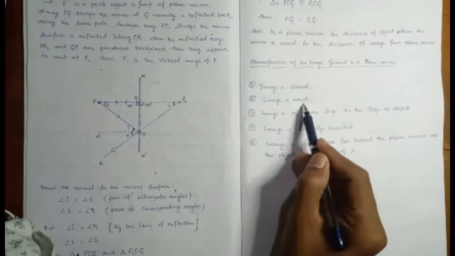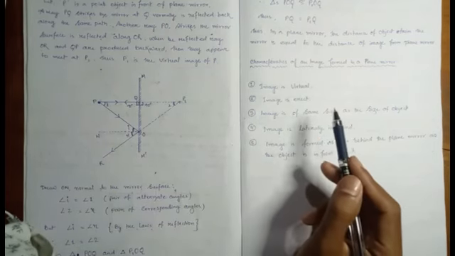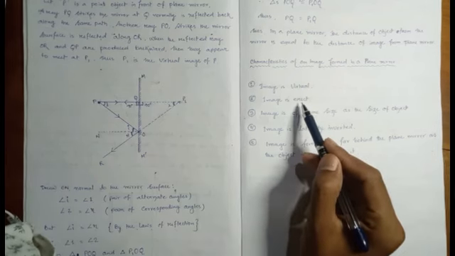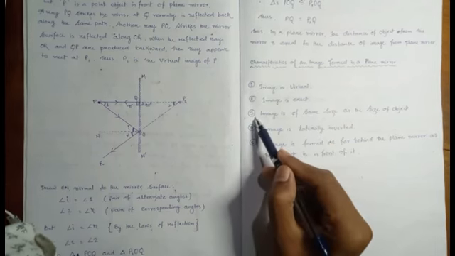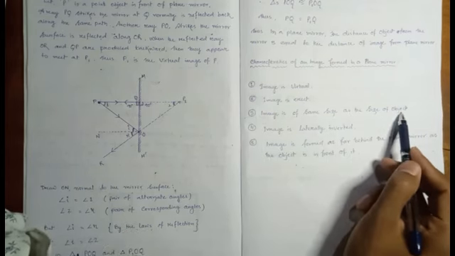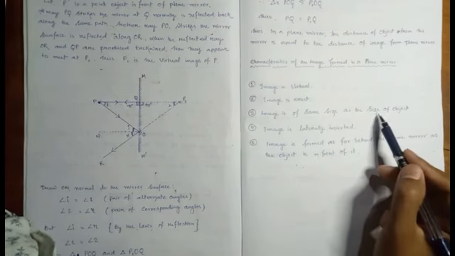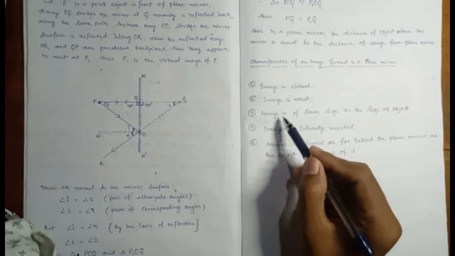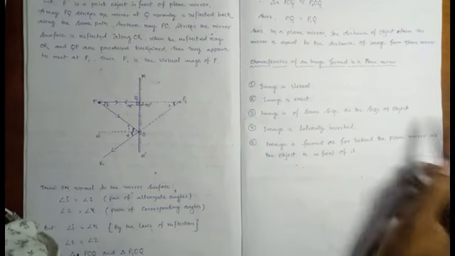And number two, the image is erect. In the case of a plane mirror, the image formed is always erect. Whenever you see your face in a plane mirror, you always find that the image of your face is erect. Number three, the image is of the same size as the object. That means if the object size is, suppose, 1 meter, then the image size will also be 1 meter. The size means the height of the image and the height of the object are both equal.